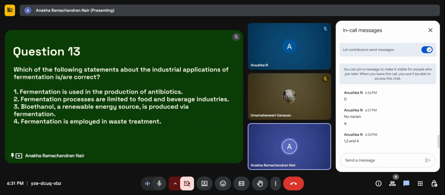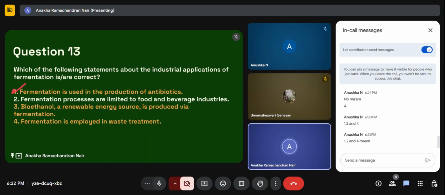So, which of these do you think is correct? Alright, so let's see what the answer is. So the correct answer is 1, 3, and 4. Not 1, 2, and 4, but 1, 3, and 4.